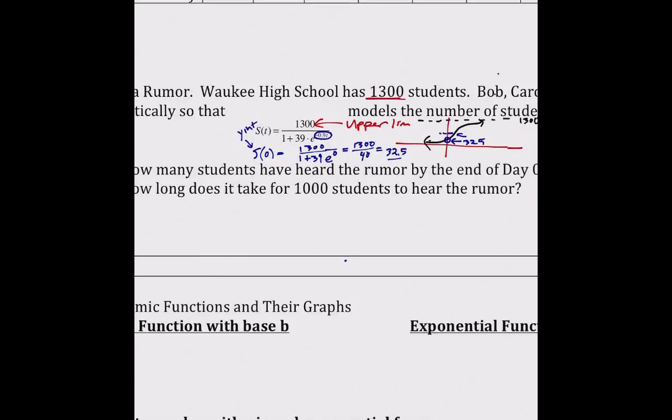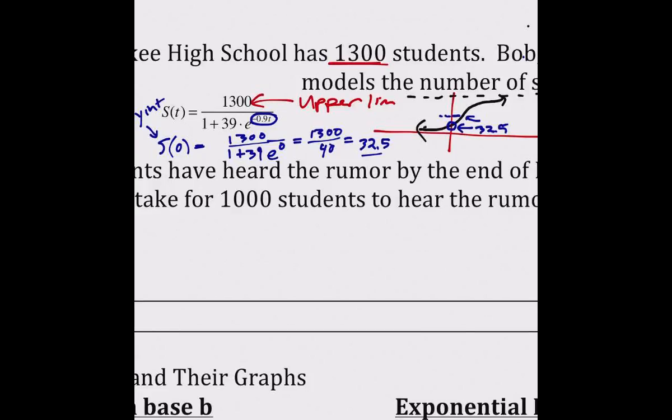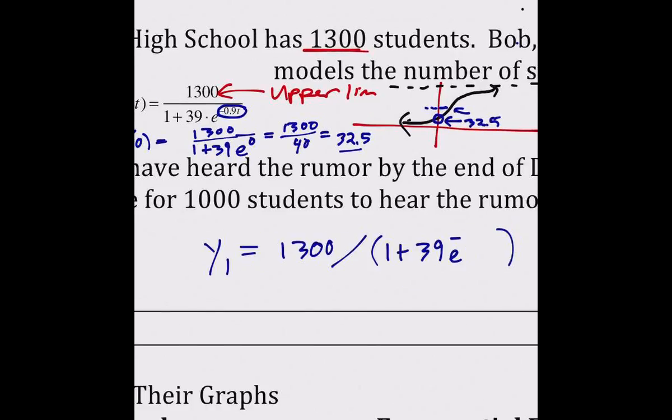Now, how long does it take for 1,000 students to hear this rumor? There's a way to solve for it algebraically, but I'm most concerned with your ability to utilize the calculator. So what we're going to do is you're going to go to y1, and you're going to type this in here: 1300 divided by, in parentheses, you're really, really carefully using parentheses, 39 e to the negative 0.9. I can do this.